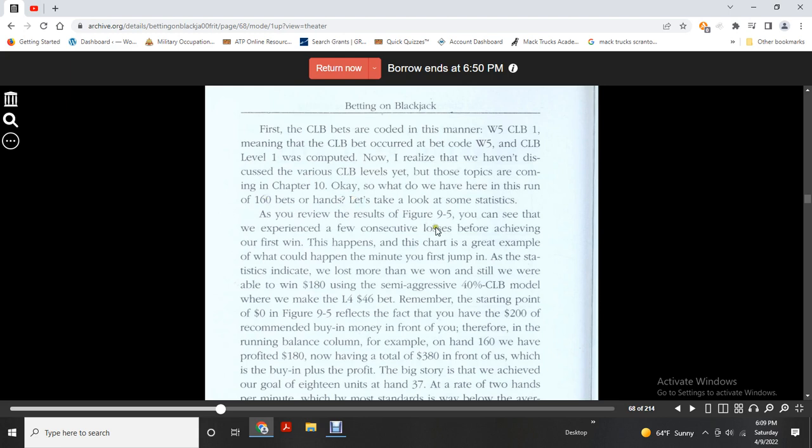As you resume the review of the result of figure 9.5, you can see that they experienced a few consecutive losses before achieving the first win, which is a great example of what would happen in the first minutes of the jump in. The statistic indicates we would lose more than we win. Still, we were able to win $180 even in a semi-aggressive 40% clearance losing bet model, where we would make a losing L4 $46 bet.